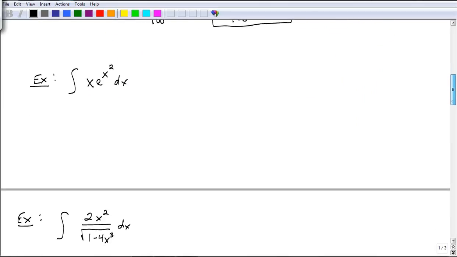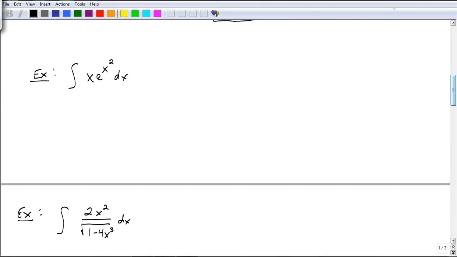Let's look at another. Here's an exponential one. X e to the x squared. Usually if you have to make a u, it's in parentheses or in powers. Here, x squared is in the power. But notice the derivative of x squared is 2x. It'll allow me to cancel that x there when I replace the dx.